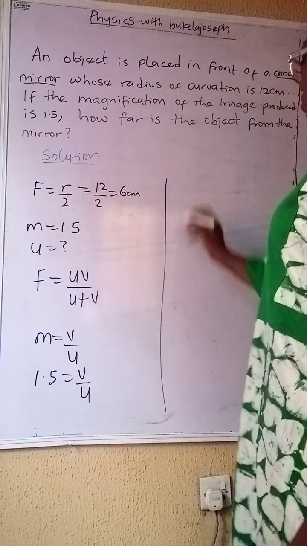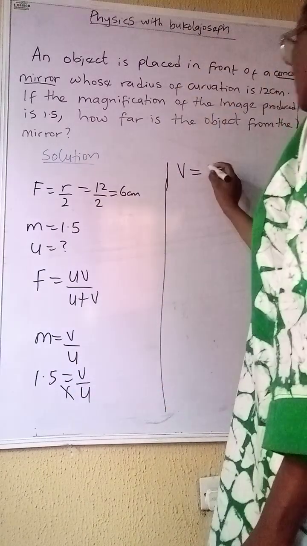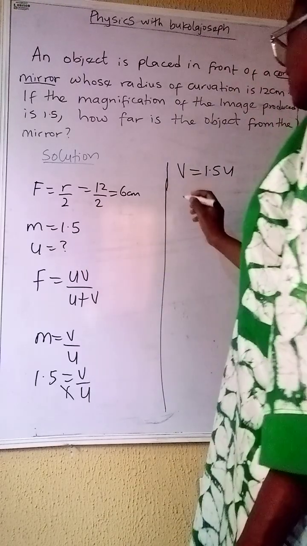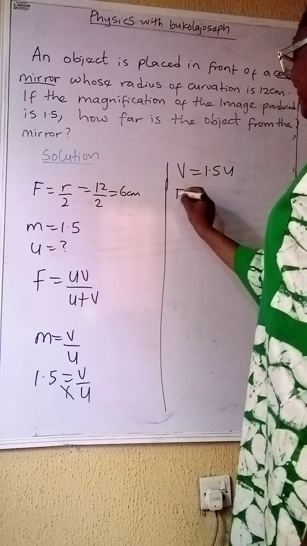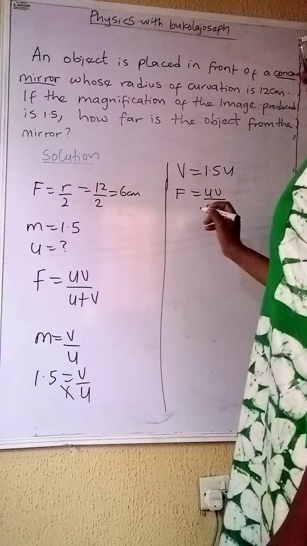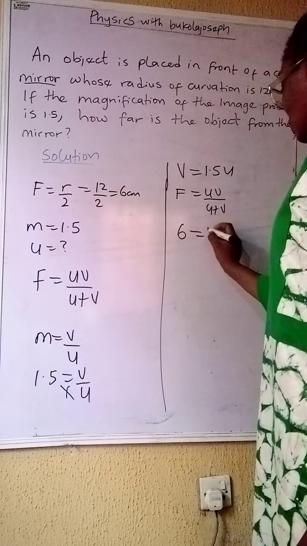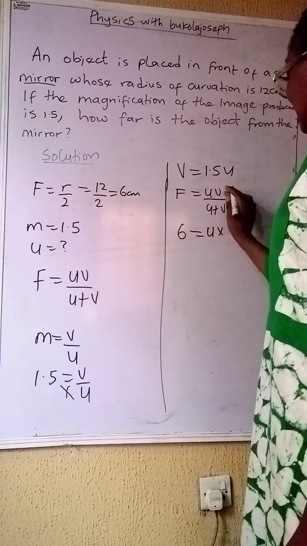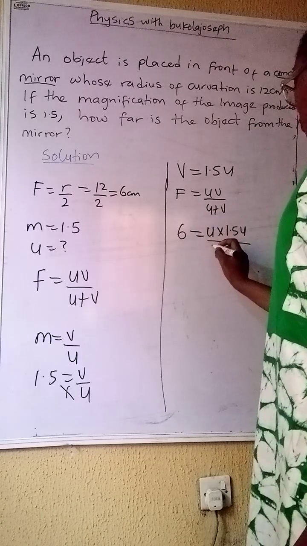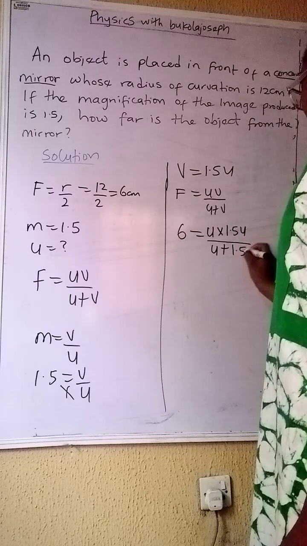We'll cross multiply and then we'll find our V. V is equal to 1.5 of U. Now let's substitute this into the formula. I'll write the formula again. We have our focal length 6 is equal to U times V, and V is 1.5U, all over U plus V, which is U plus 1.5U.